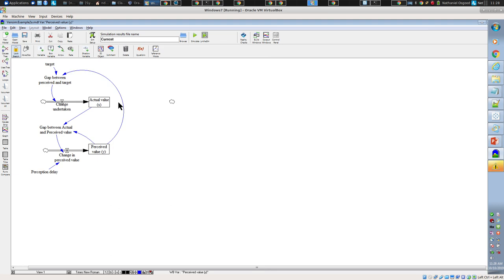It's actually using not the actual value of X as it is now, but the perceived value. And I should really, to lower this, say gap between target and perceived value, just so you see that. So here we're making adjustments. We're ramping up, for example, if the target is above our perception of the value, not the value itself, okay? We don't have privileged access to X, the true value of the situation. We have access to a delayed version of it.